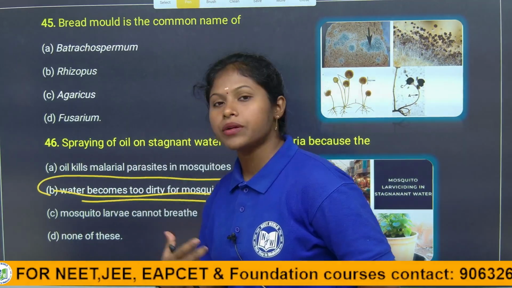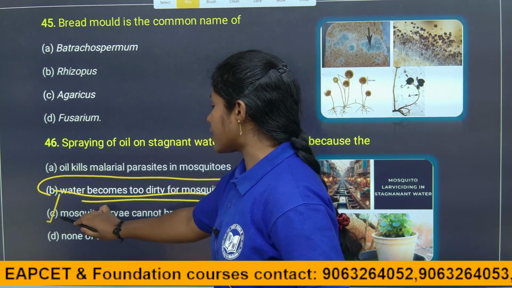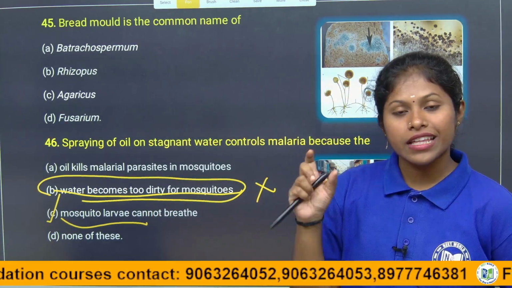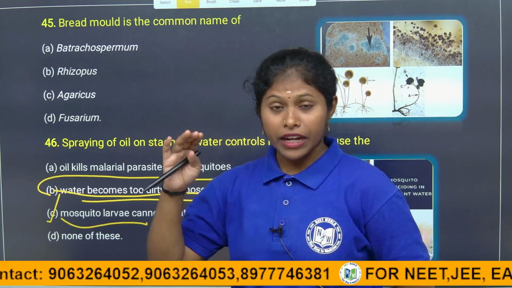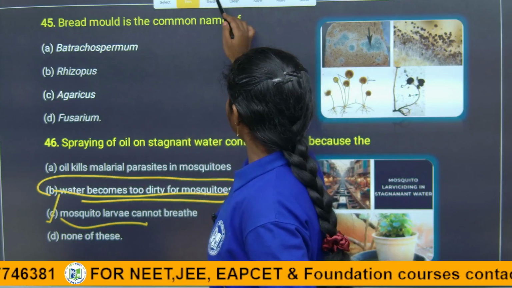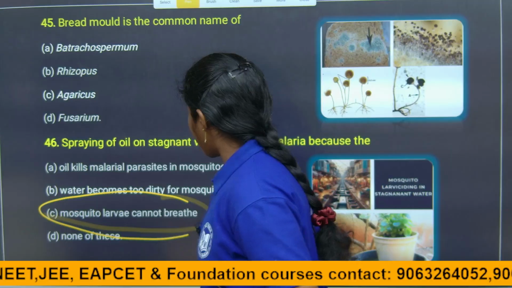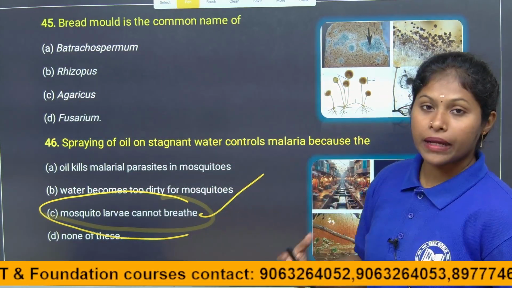Does the water become dirty for the mosquitoes? No, this is also a wrong answer. They lay eggs in dirty water, in stagnant water. So mosquito larvae cannot breathe. Of course, this is the right answer, because mosquito larvae cannot breathe because of the layer of oil. That is why spraying oil in stagnant water reduces the growth of mosquitoes. Thereby, the carriers of the plasmodium malaria parasite will be reduced. This is how we are controlling the mosquitoes and the carriers of the malaria protozoan.